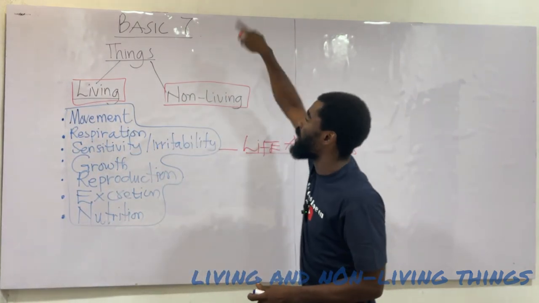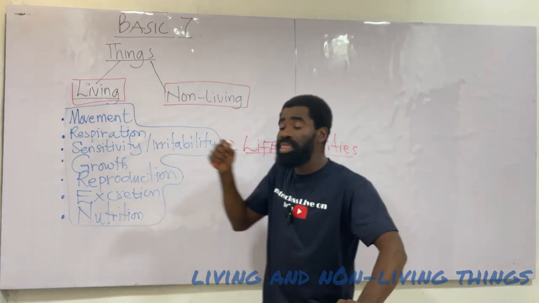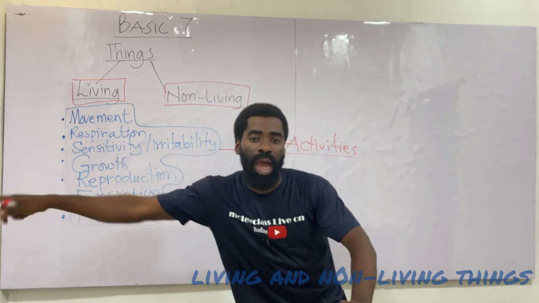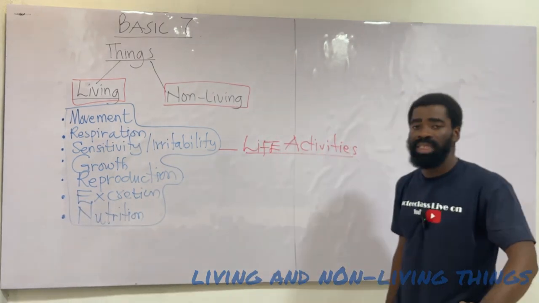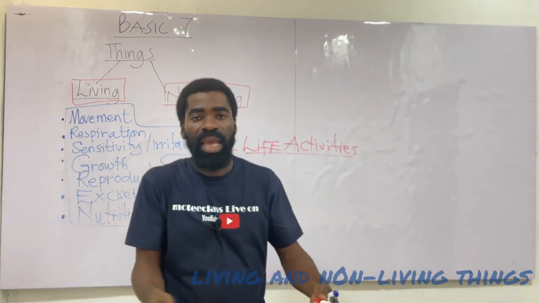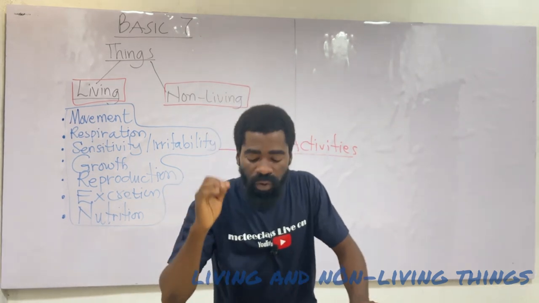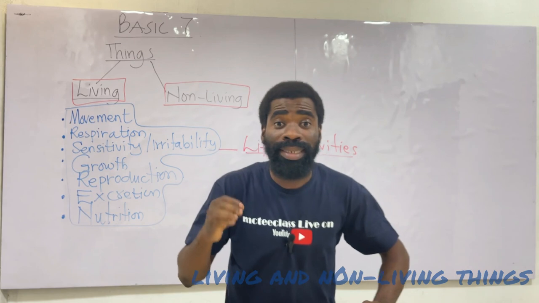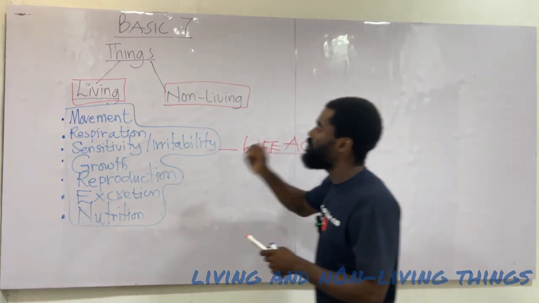But anything that cannot do this... now you can tell what living things are and what non-living things are. So for me to be a living thing, I need to perform all these life activities. Therefore, how do we define living things? Living things are things that perform certain life activities. Good. So let's define living things.